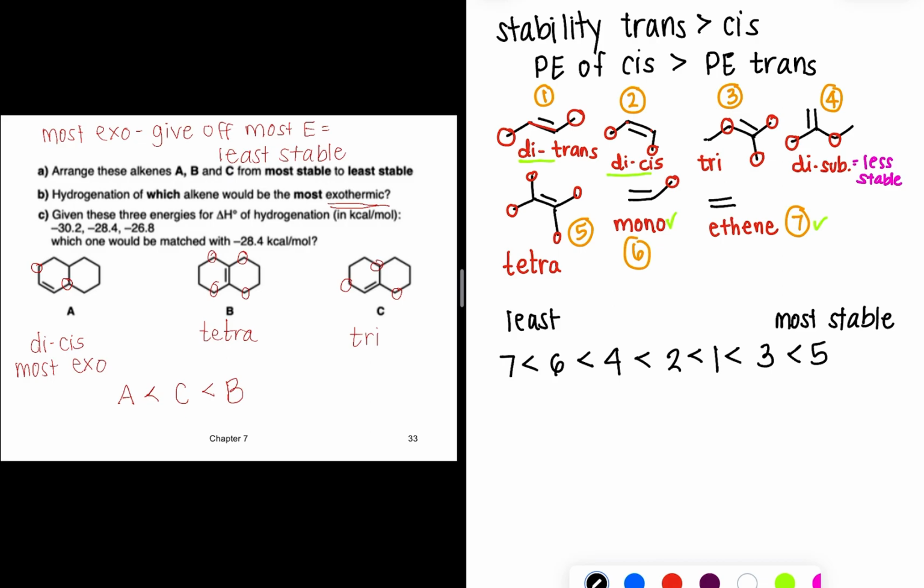Given these energies of hydrogenation, which one? So this would be the least, the middle, and the most. The middle one would be the tri. So I can pair these up given the heats of hydrogenation. This would be the negative 30.2. The tetra would be the negative 26.8. And the tri would be the negative 28.4.